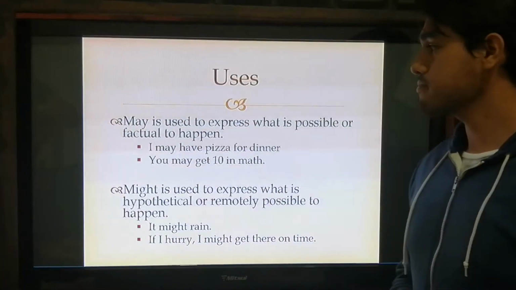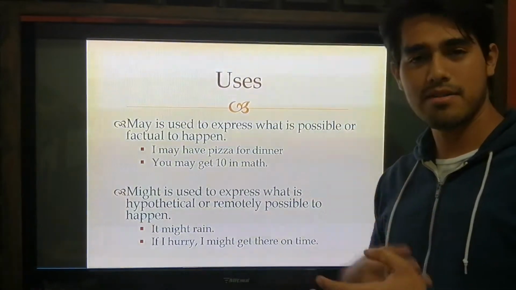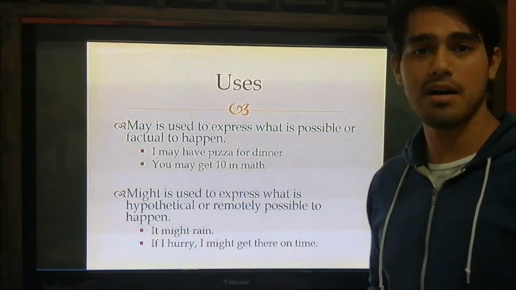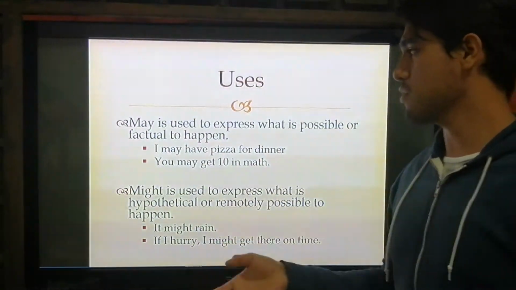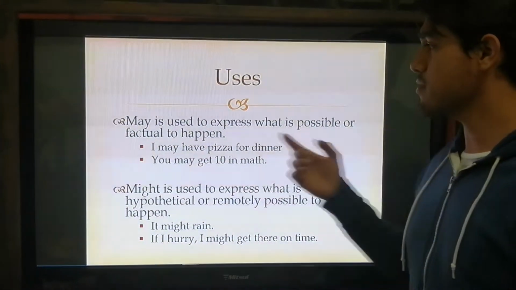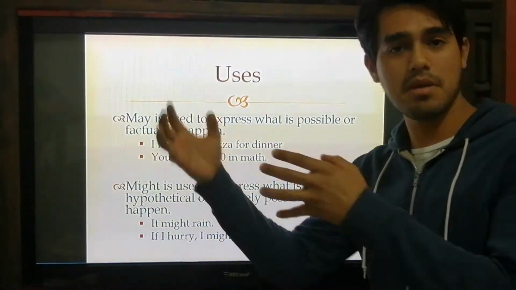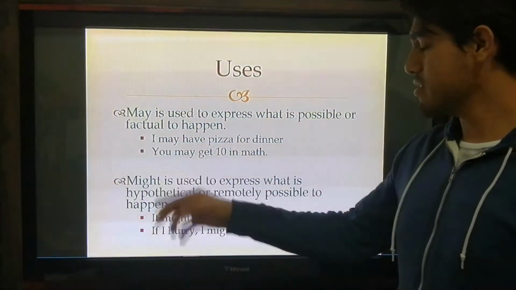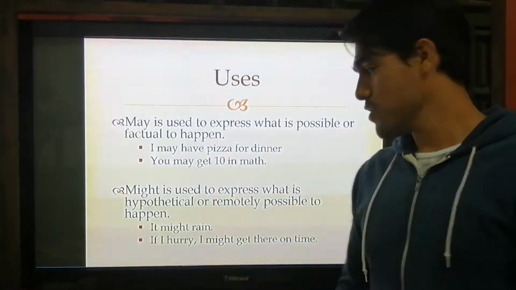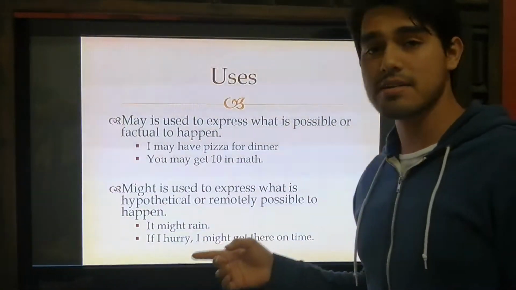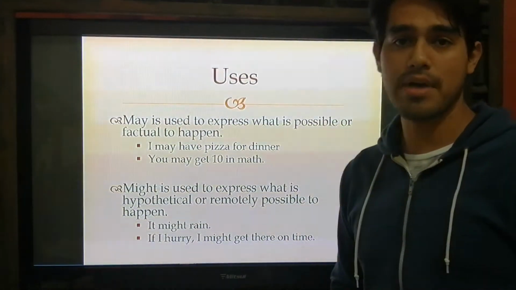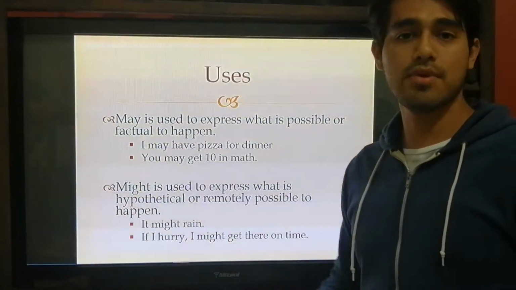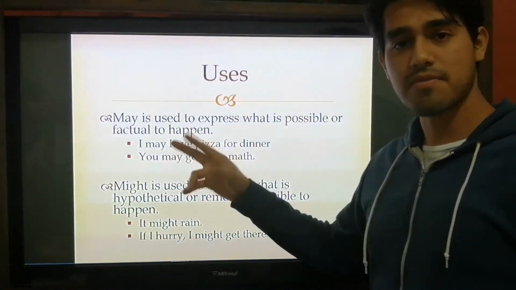As we said in class, we use may when it is more possible to happen, and might when it is less possible to happen. In other words, may is used to express what is possible or factual to happen. It may happen. But what's the difference with might? Might is used to express what is hypothetical or remotely possible to happen. It is less probable to happen, and may is a little bit more probable. So that is the difference.